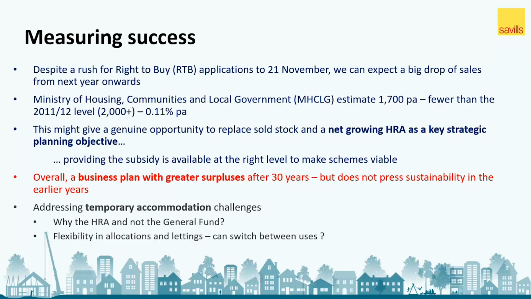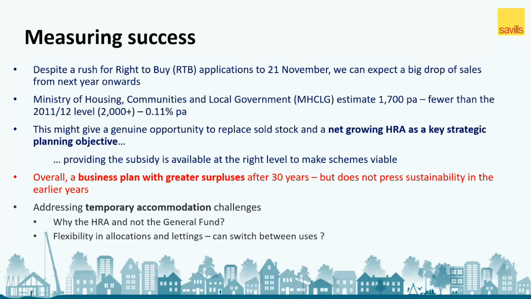In terms of measuring success, got 3 things here. Despite a rush for right to buy applications up to the 21st of November, we are likely to get a big drop of sales from next year onwards. MHCLG estimates 1,700 a year. That's much fewer than the 2,000 or so that we had prior to 2012.